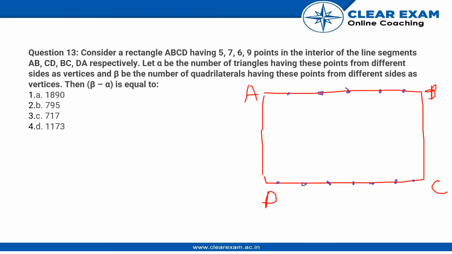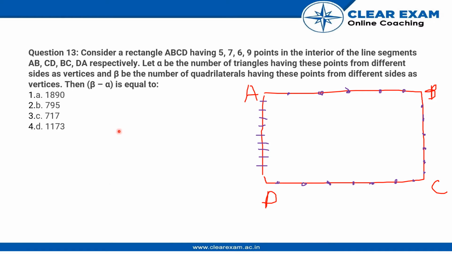I have 6 points between B and C. 1, 2, 3, 4, 5 and 6. And I have 9 points. So I'm just going to draw a line because making a circle is difficult like this. So 4, 5, 6, 7, 8, 9. So these are the 9 points for DA, correct?